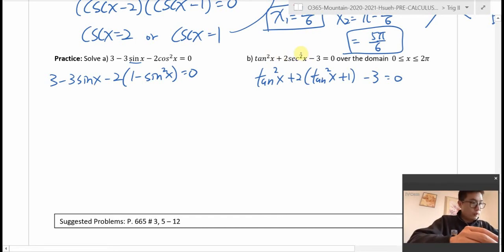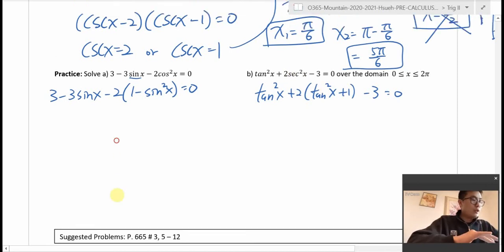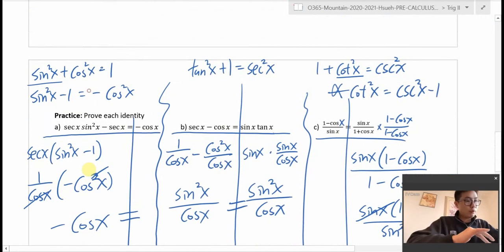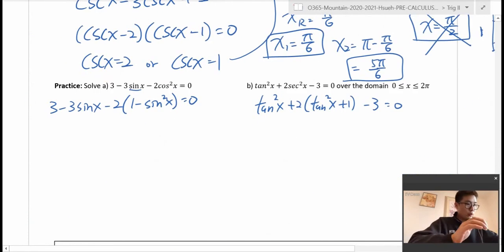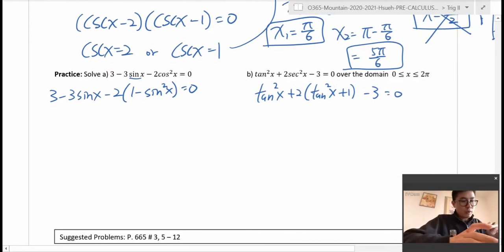Again, you can't solve this equation unless you change both of them to one trig expression. So I changed secant squared to be tangent squared plus 1. That came directly from here, right? Secant squared is the same thing as tangent squared plus 1. So there we go. Now I'm going to quickly solve these two equations here.